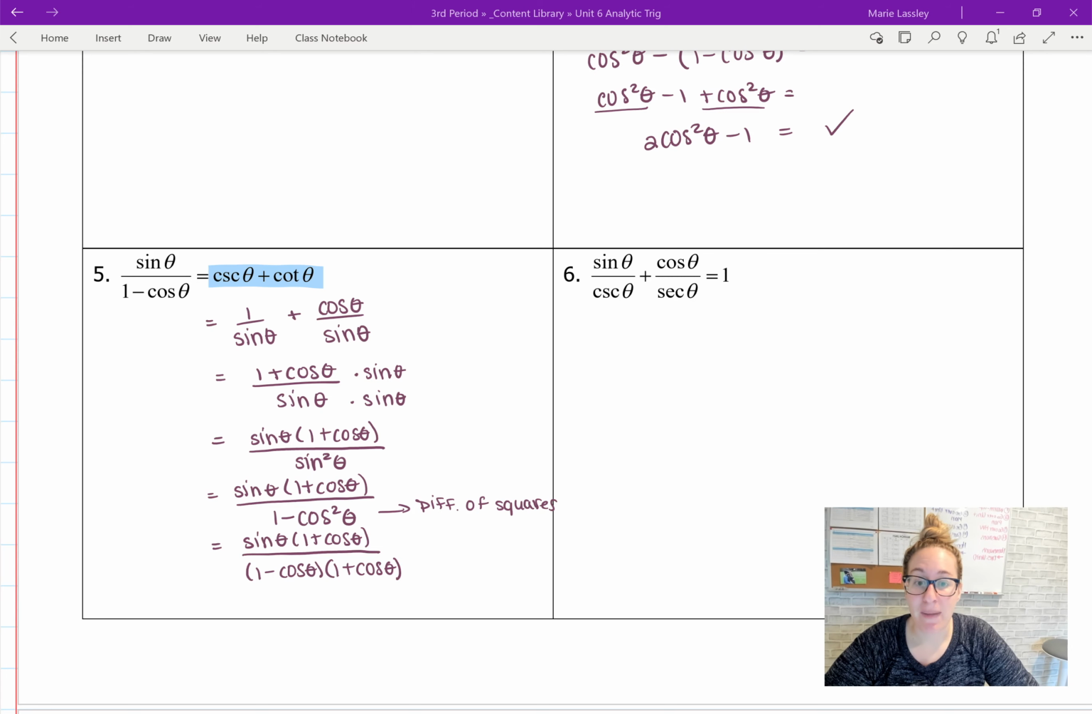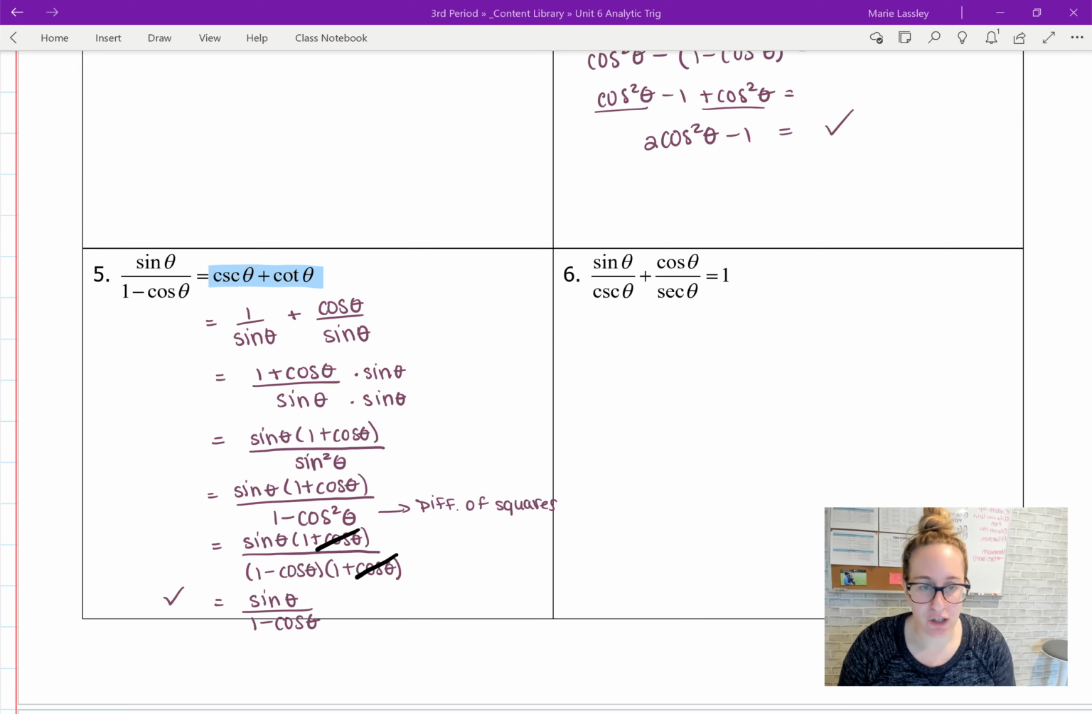All right, from here, it's now pretty simple to see what we can do, because we can cancel out something from our numerator and our denominator. So 1 plus cosine and 1 plus cosine cancel. What I am left with is sine theta over 1 minus cosine theta, which is what I wanted to get in the first place. So I am now done with this problem.